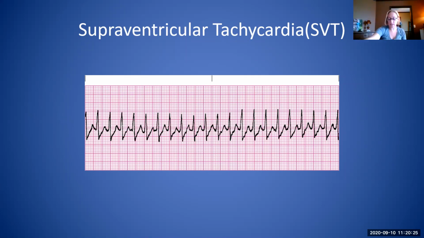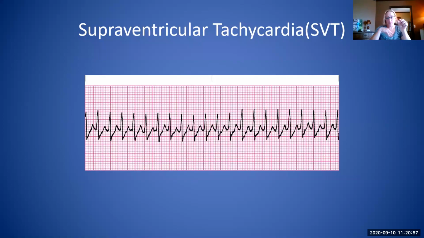All right, then we have SVT. SVTs are supraventricular tachycardia. It's not VTach because there is something in between those QRS complexes. You're just not really sure what. Supraventricular refers to above the ventricles. So again, it's not a ventricular problem, it's an atrial problem. We just don't know what type of atrial problem. So that's why it just gets the name supraventricular.